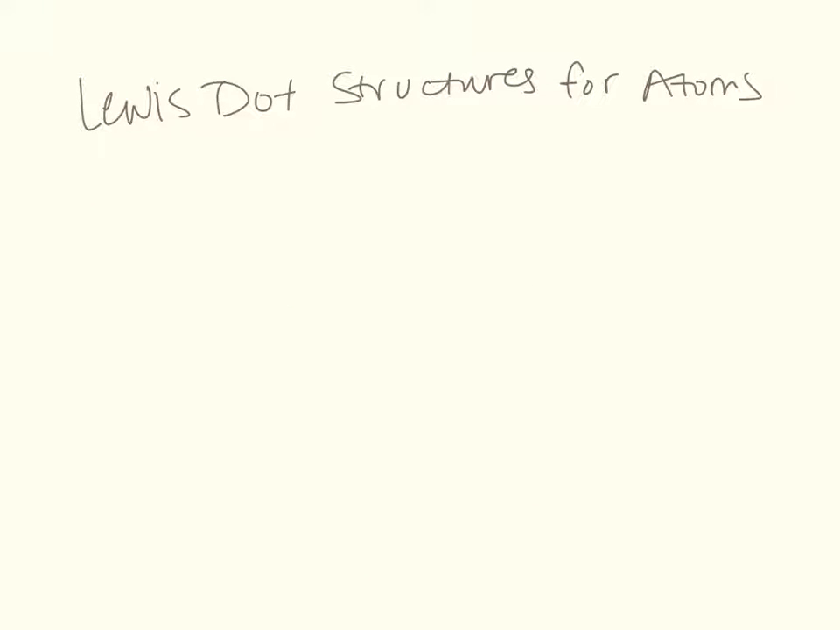So starting out, you need to be able to draw a Lewis dot structure for atoms. And so if we look at sodium, it has one valence electron, it's in group 1, so it'll look like that. And just for good measure, sodium would have a +1 charge. Also anything in group 1 would have a +1 charge because they all have one valence electron.